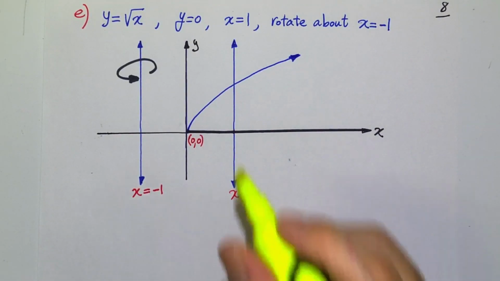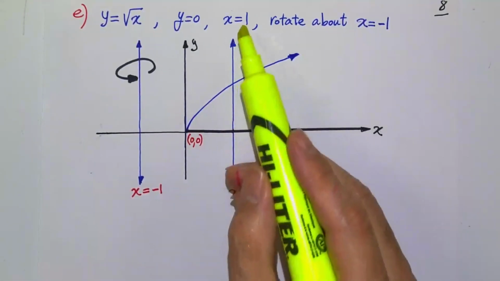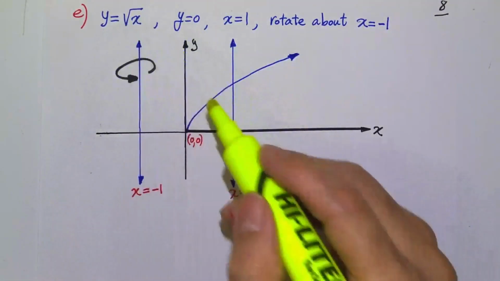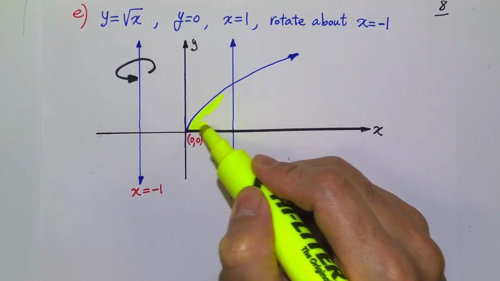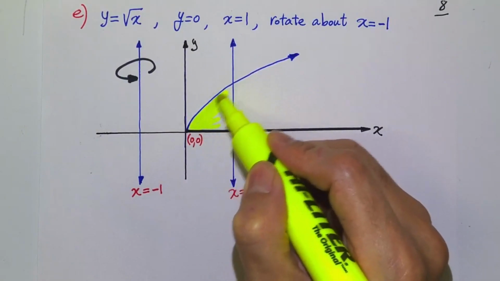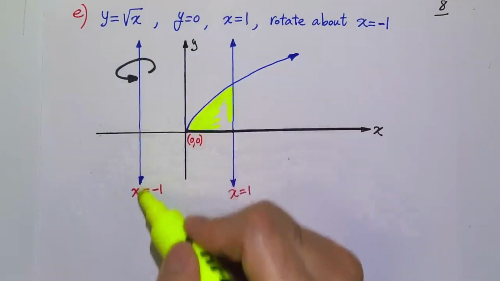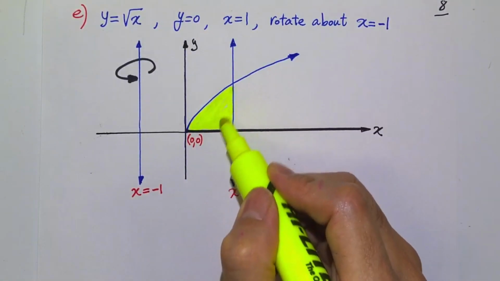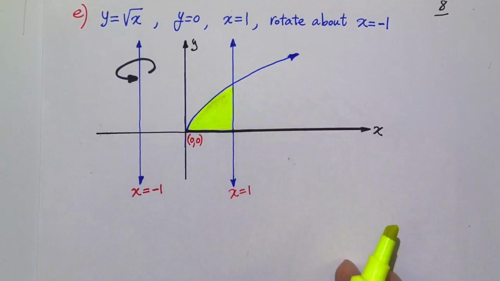Okay, so the region we're integrating is bounded by all these curves: x equals 1, y equals 0, and this curve. And we're going to rotate this region about this line, x equals negative 1, and we're going to calculate the volume of the solid that it is going to generate.